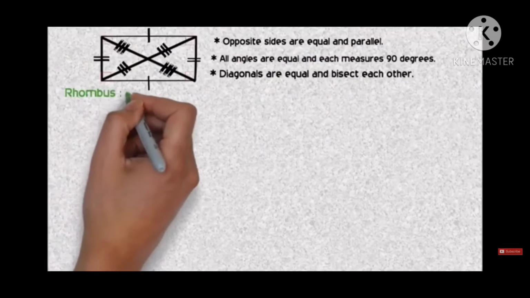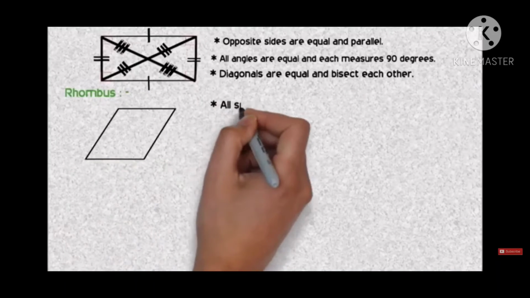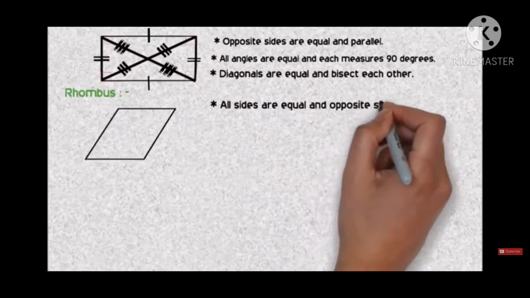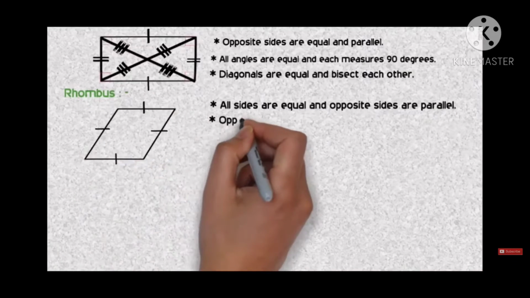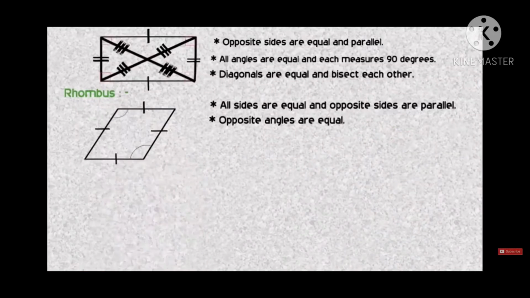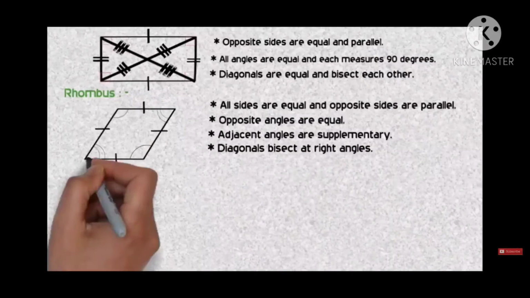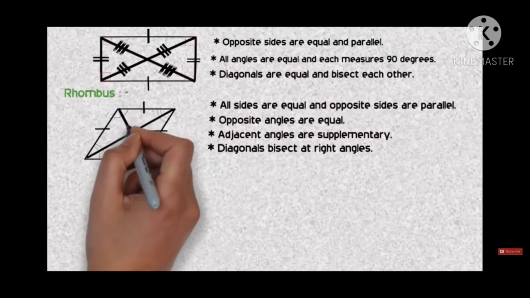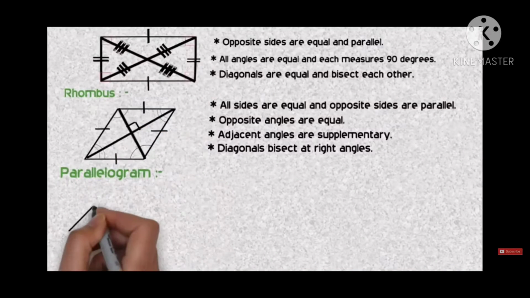Next one is rhombus. You know already about rhombus. In a rhombus, all sides are equal and opposite sides are parallel. Opposite angles are equal, adjacent angles are supplementary, and diagonals bisect at right angles.